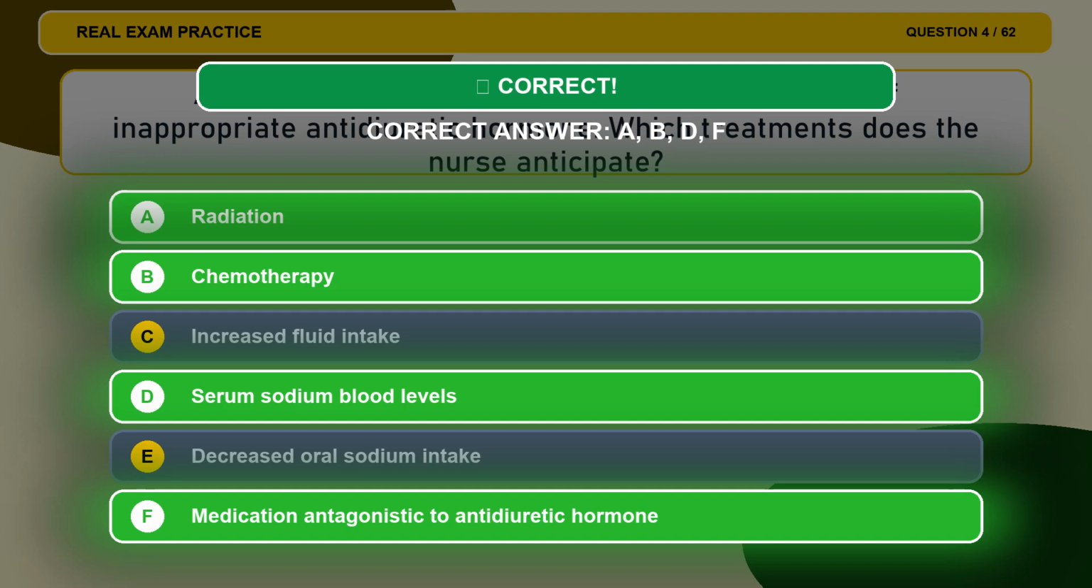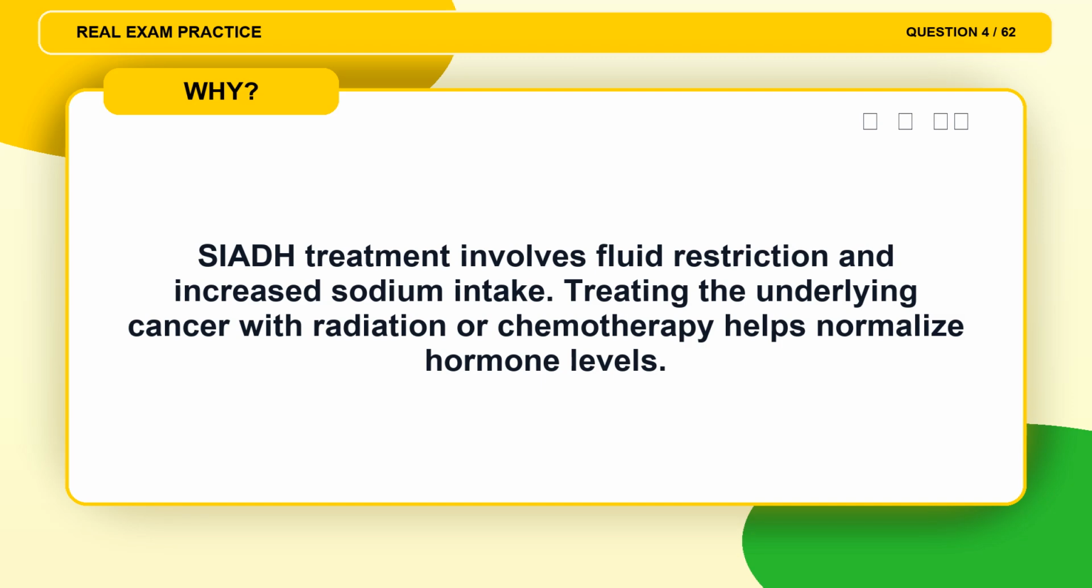The correct answers are options A and B and D and F. Radiation, chemotherapy, serum sodium blood levels, medication antagonistic to antidiuretic hormone. SIAD treatment involves fluid restriction and increased sodium intake. Treating the underlying cancer with radiation or chemotherapy helps normalize hormone levels.